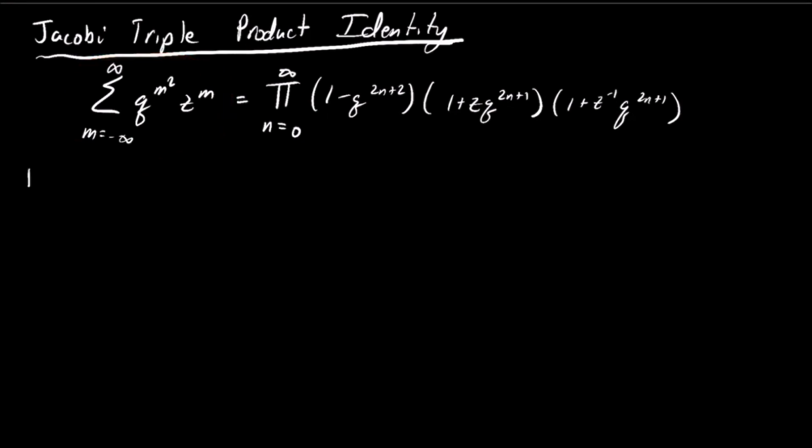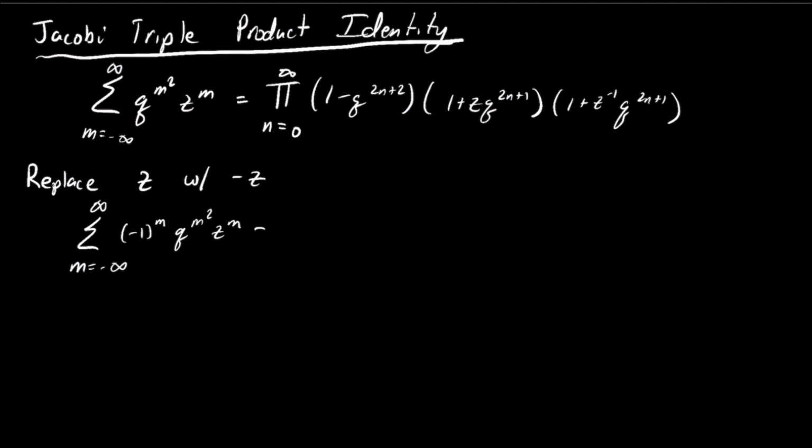So the first thing we can do when we look at the Jacobi triple product identity is replace z with negative z. So when I do this, the sum on the left-hand side is still the sum from -infinity to infinity. But now we have a (-1)^m q^{m^2} z^m. The idea is that z becomes negative z, so negative z to the m is just (-1)^m times z^m. And the right-hand side is a little bit nicer looking as well.